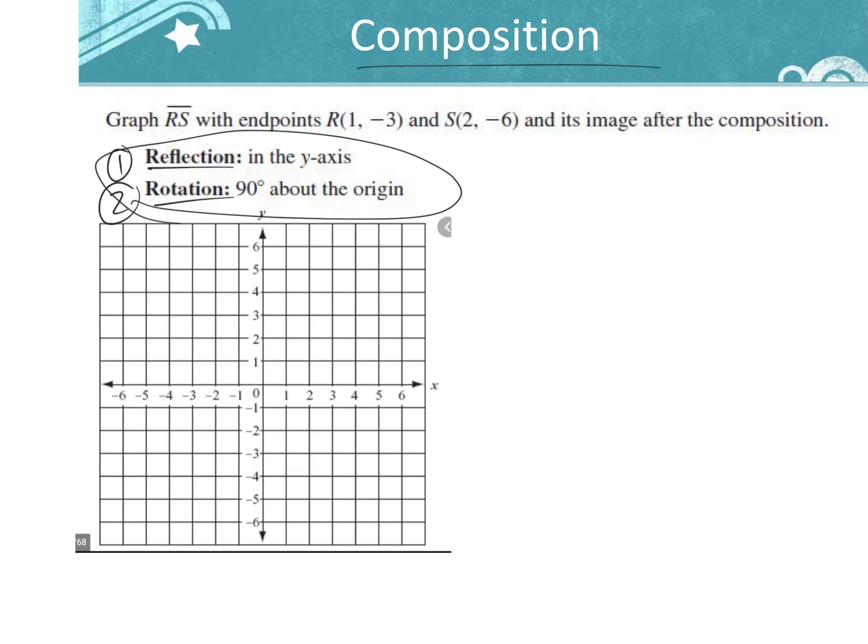So take your points, 1, -3. That's gonna be my R. My S is at 2, -6. RS. Okay, do you guys remember how to reflect something over the Y-axis? Ronnie? Good. So it goes from A, B to what? Negative A, comma B. So my R prime is what? Negative 1, negative 3. Let's plot that. Here's R prime. And then my S prime? Negative 2, negative 6.